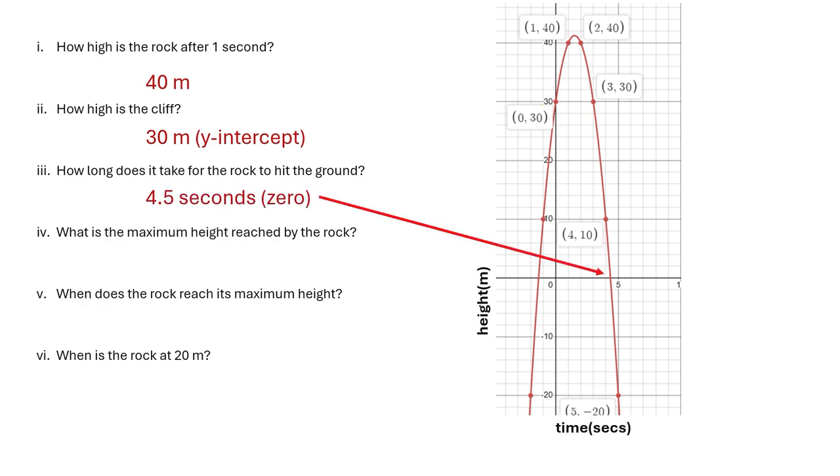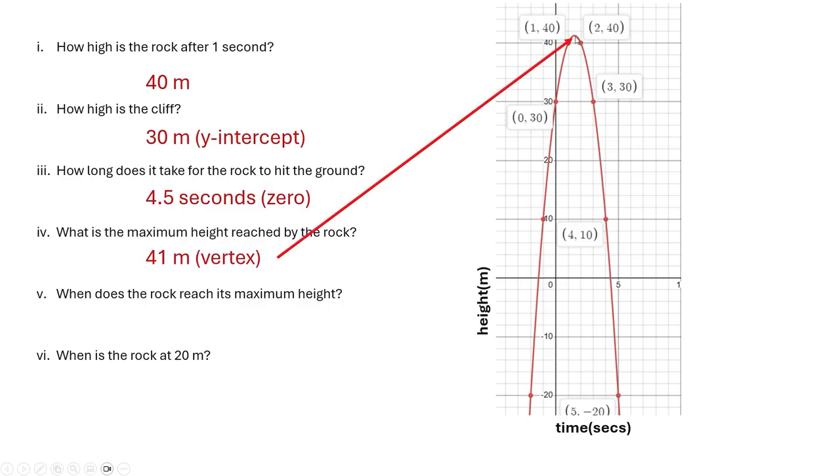Number 3 asks, how long does it take for the rock to hit the ground? Well, we simply follow the x-axis until we see that the graph crosses this point right here, and y has a value of 0. So if y is our height and y equals 0, it crosses right here about the 4.5 second mark. Now we're asked, what is the maximum height reached by the rock? Well, again, we simply travel up the y-axis until we find the graph's highest point, right here at the vertex. We can see that it occurs somewhere around the 41 meter mark.